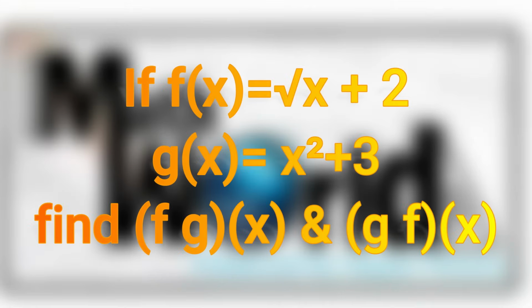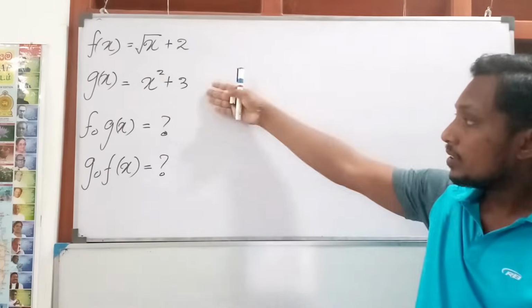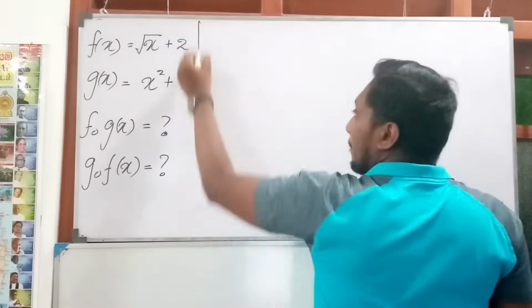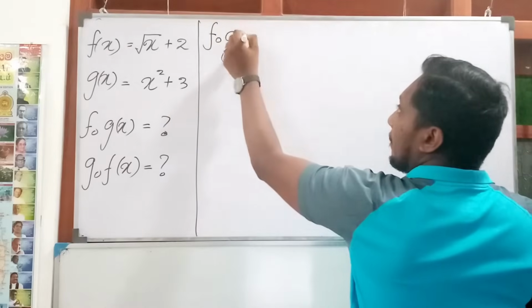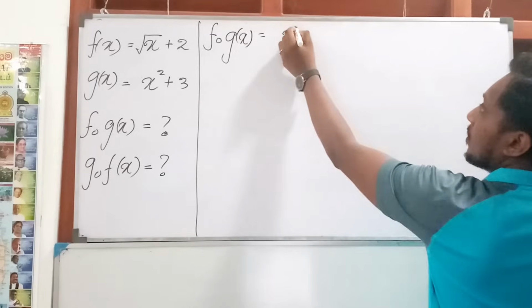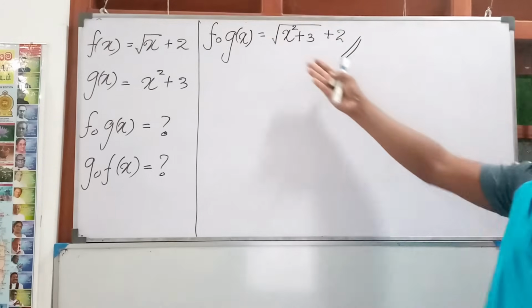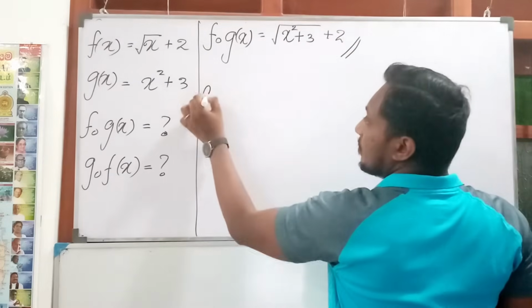f(x) is square root of (x plus 2). g(x) is x squared plus 3. So we are going to find f of g(x) and at the same time g of f(x). First we'll find f of g(x). That means we have to put g(x) into f(x). That is easy. Inside the square root you will put x squared plus 3, and plus 2 is outside.